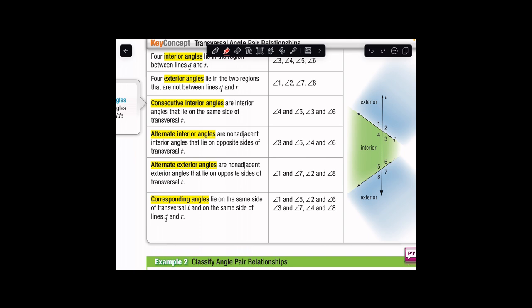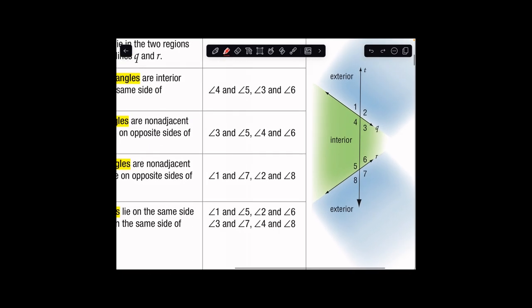Alternate exterior angles are similar: non-adjacent exterior angles on opposite sides of transversal T. So non-adjacent, that means angle 1, angle 2 is adjacent, so not that one. 8 is on the same side, so not that one. So angles 1 and 7 are alternate exterior angles, and angle 2 and angle 8.